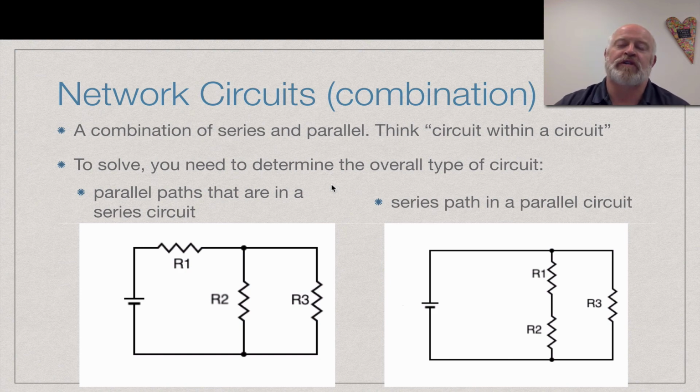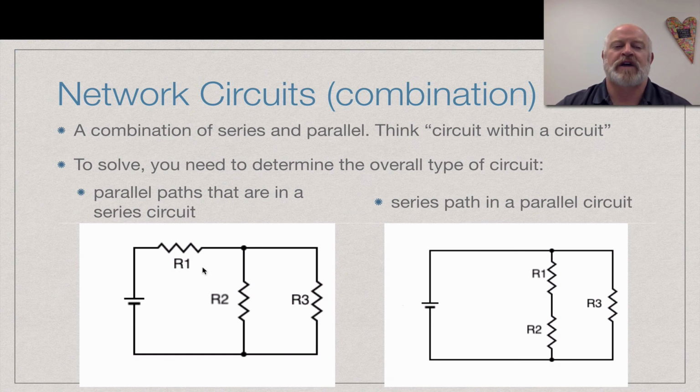Now, before you can move any further than that, we have to be able to identify the type of circuit we're dealing with, okay? There are two main types of network circuits. You have parallel paths that are in a series circuit, or you have a series path that's in a parallel circuit. So we often call these parallel in series or series in parallel for short, okay?